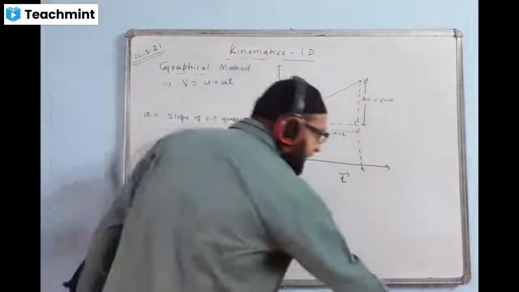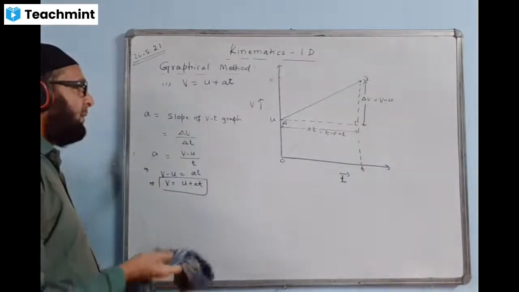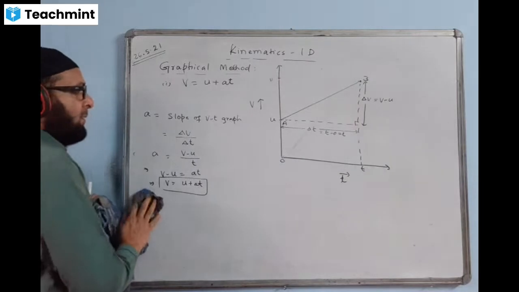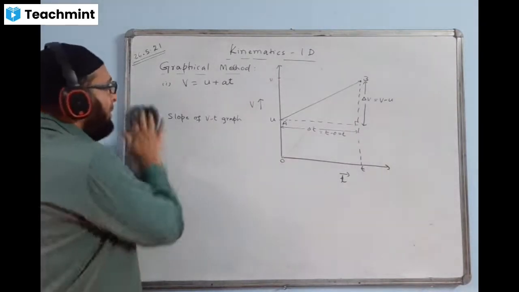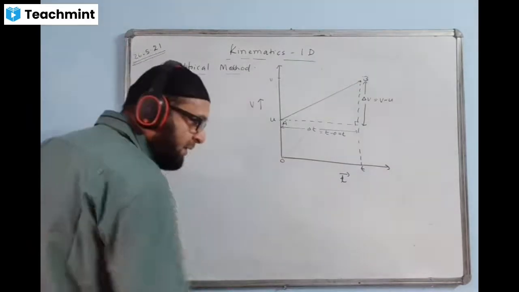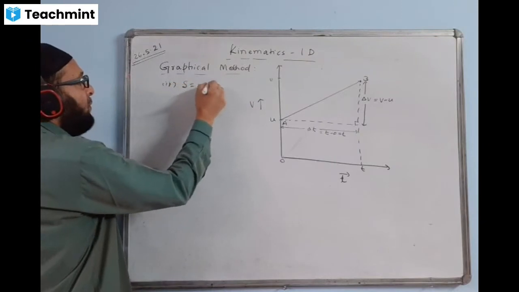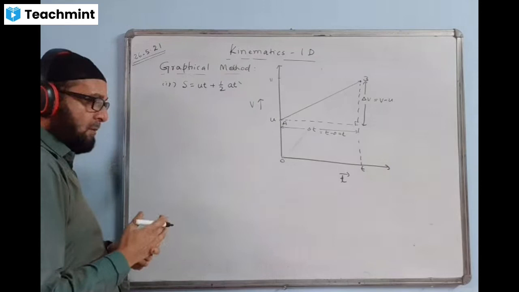Now we are deriving the second formula. Now the second formula we are doing: S is equal to ut plus half at square. Second formula, number 2: S is equal to ut plus half at square.